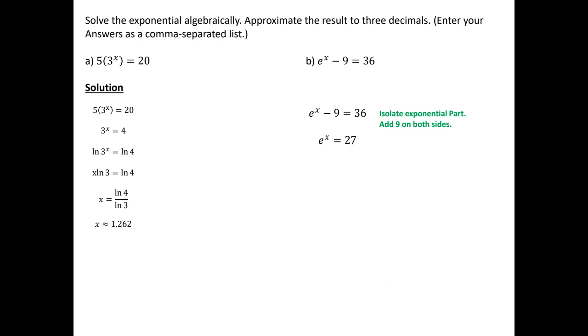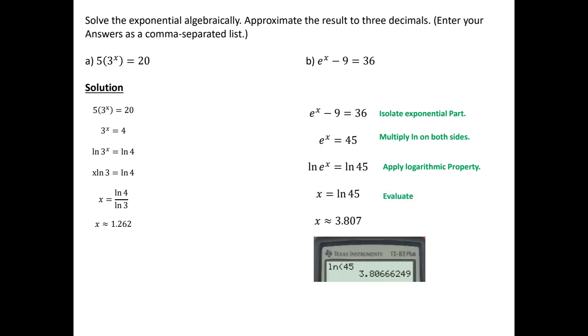Now I can take the natural log on both sides. And so the natural log and the e are going to become 1. But if you apply the power rule, then this x goes to the front. And so we just end up with x equals natural log of 27. And then that's your exact answer. In decimal, it would be approximately 3.807.